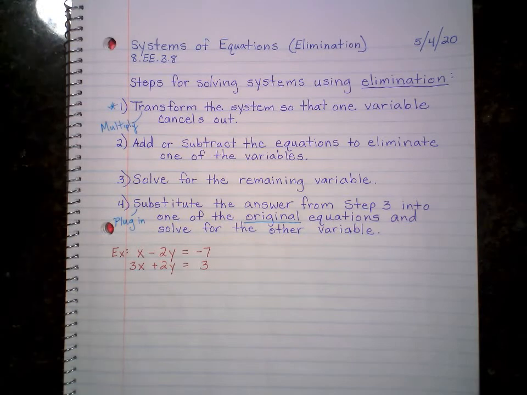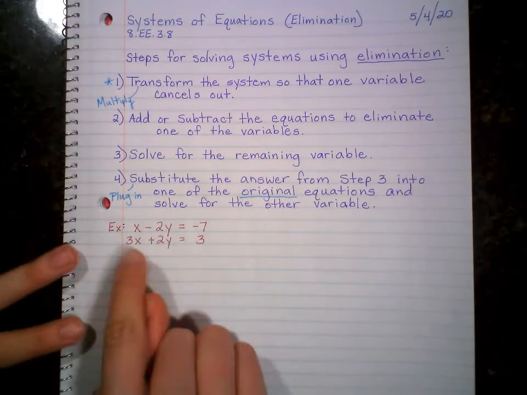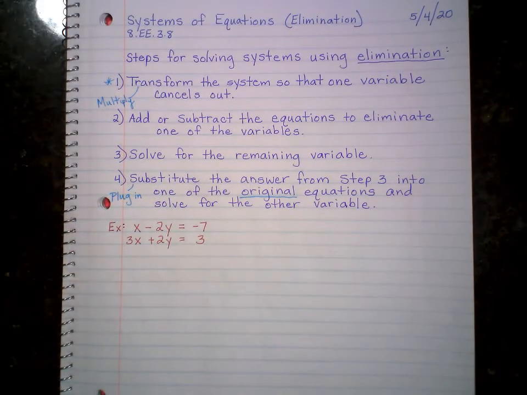Trust me, it'll make more sense as we keep going. Okay, so the first example we're going to do: x minus 2y equals negative 7, and 3x plus 2y equals 3. So we have two equations in standard form. Could you graph these and find where they overlap?